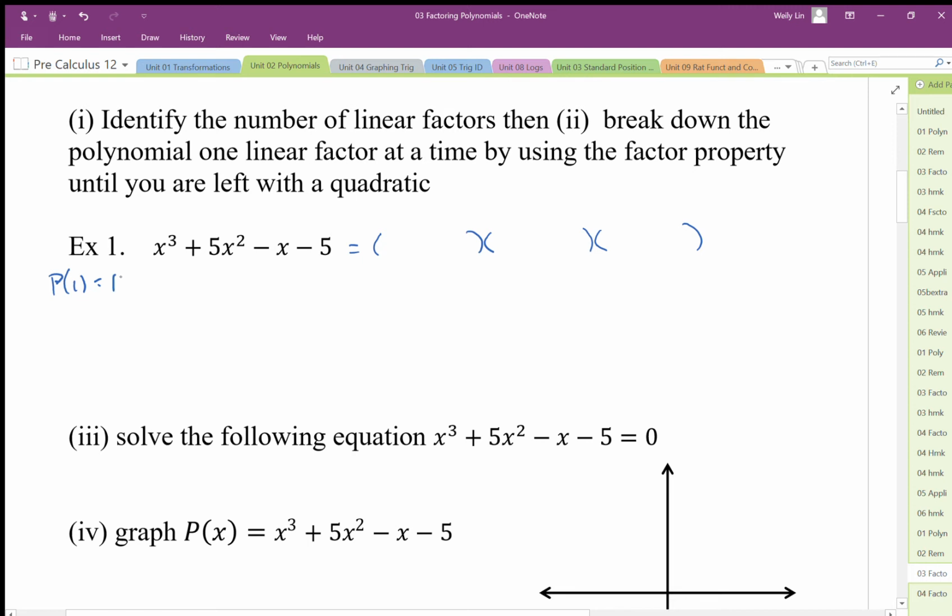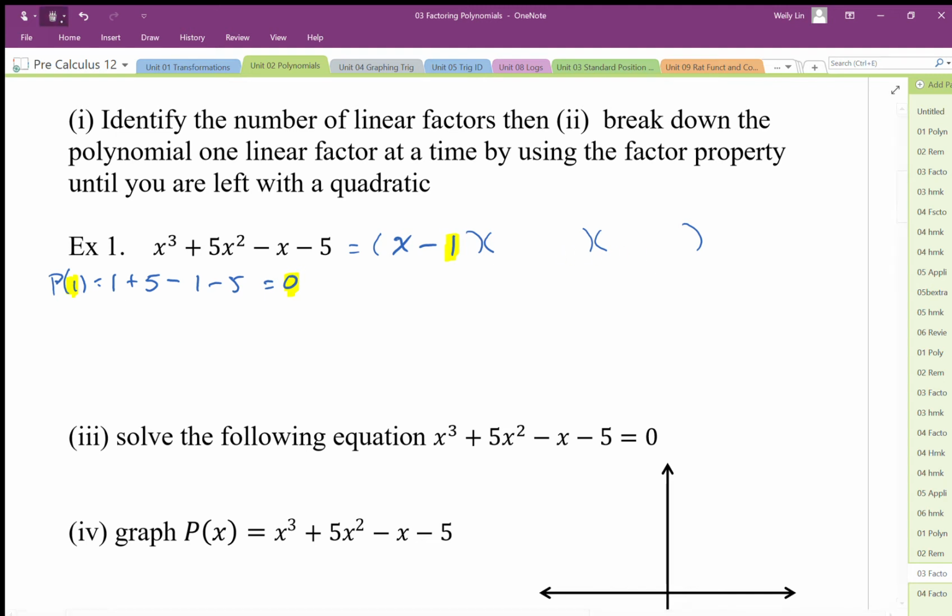So we're going to plug in 1 plus 5 times 1 squared minus 1 minus 5. Yeah, that's equal to 0. There, I've got a factor. So I know that x minus 1 has to be a factor of this polynomial because it gives me a remainder of 0. Okay, so I'm just going to highlight that. That minus 1 here comes from that 1 equaling 0. So all that's left then is I just have to figure out the remaining 2 factors.